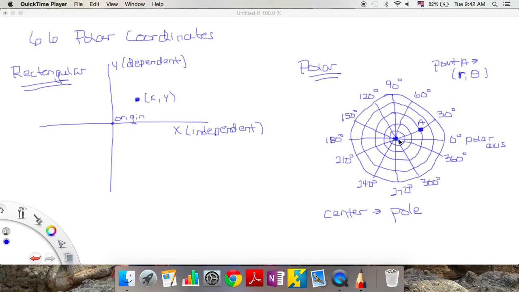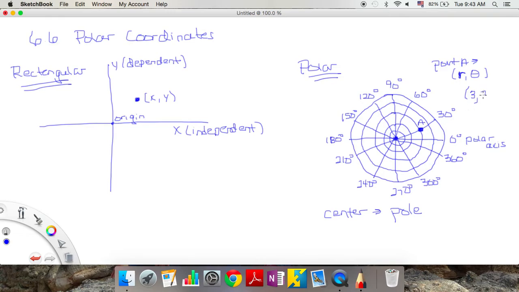For polar coordinates, we look at the same points, but instead of having our x and y axis, we measure how far we are from the center and what angle we are off of this positive x-axis, which is called the polar axis in this case. The center is called the pole, and our points are all labeled r, comma, theta. And r is how far away they are from the origin or from the pole, and the theta is the angle up here.